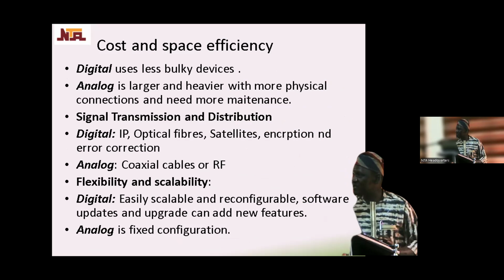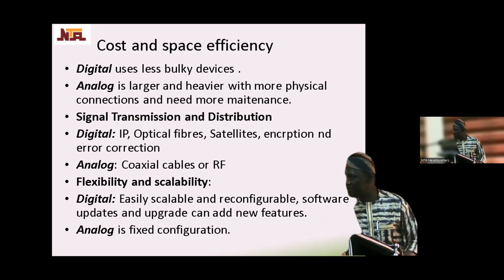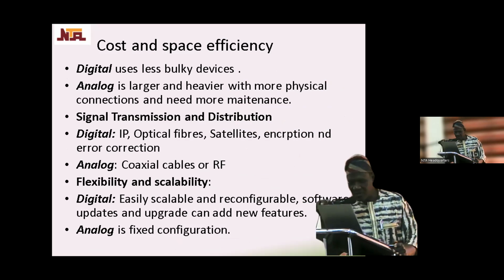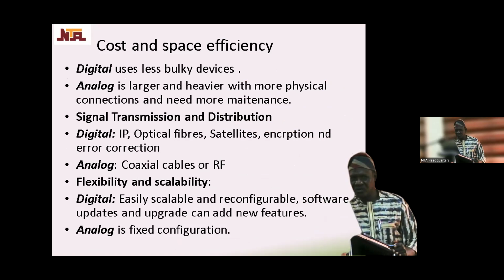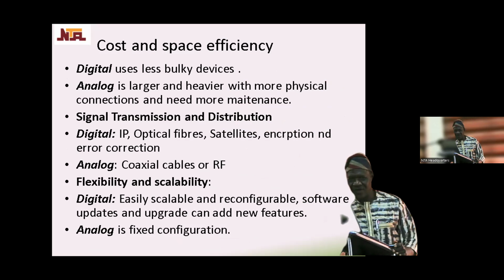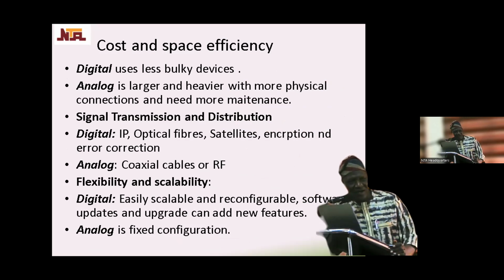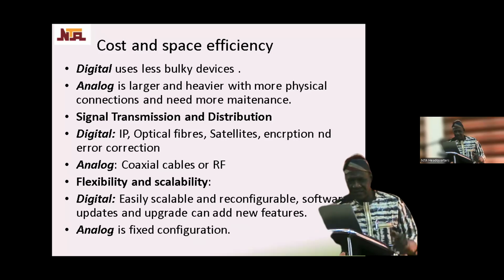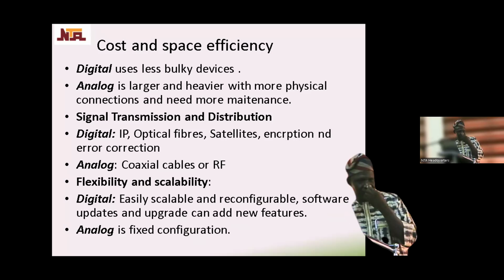Cost and space efficiency, digital less working devices. Yes. This reminds me of when we went to Lagos last year for Africans. In our booth, as directed by the AD, we decided to display this big lens camera, the OB big lens camera, times 75 and times 60.